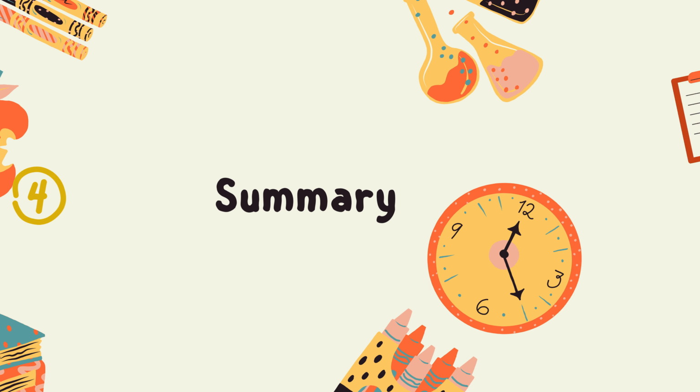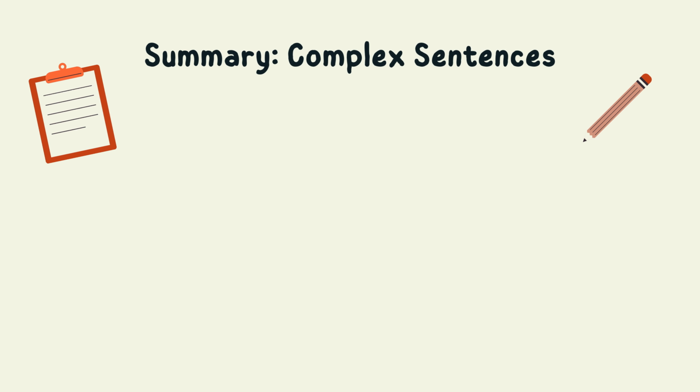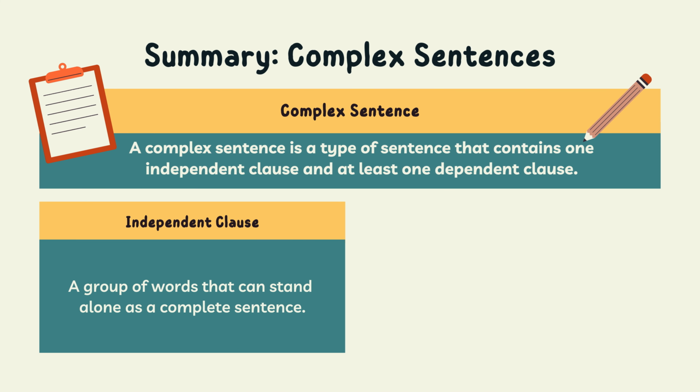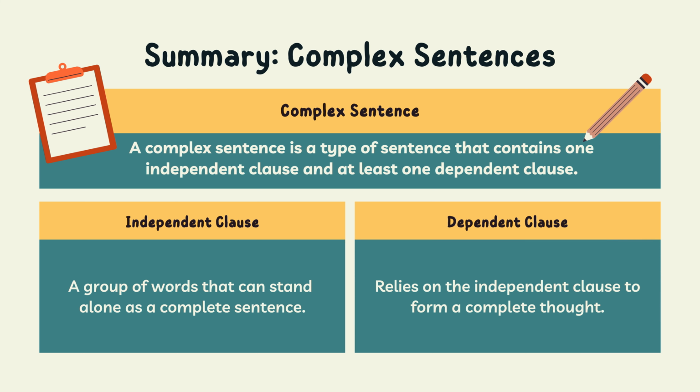Summary. Let's recap the lesson today about complex sentences. A complex sentence is a type of sentence that contains one independent clause and at least one dependent clause.